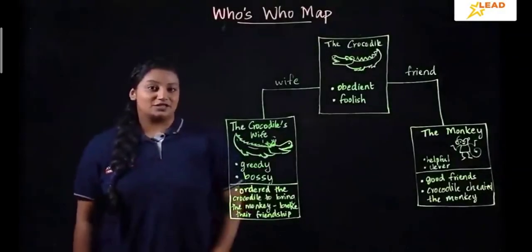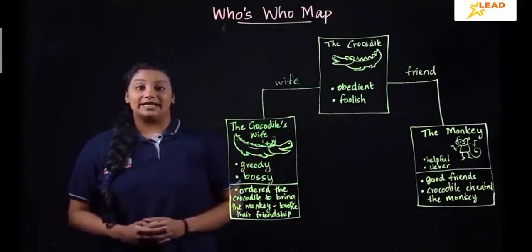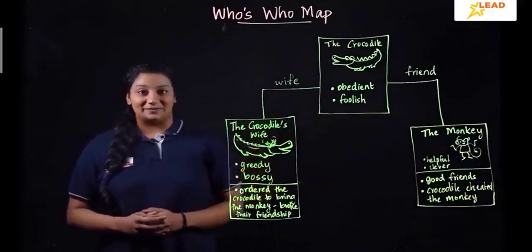Students, there is one more character in the story, the crocodile's wife. So this is what the completed Who's Who map looks like for the story The Monkey and the Crocodile after covering all the characters in it.